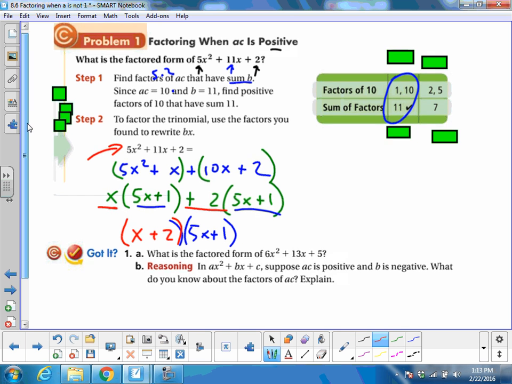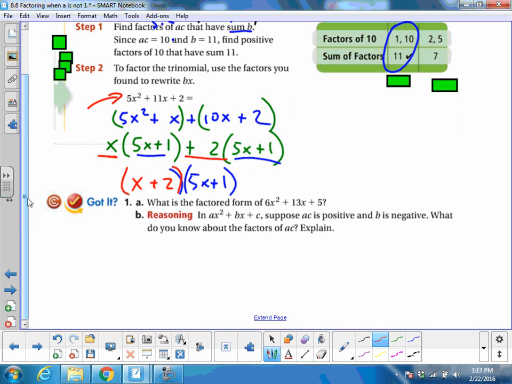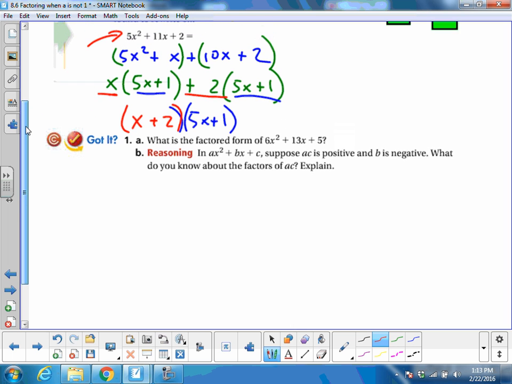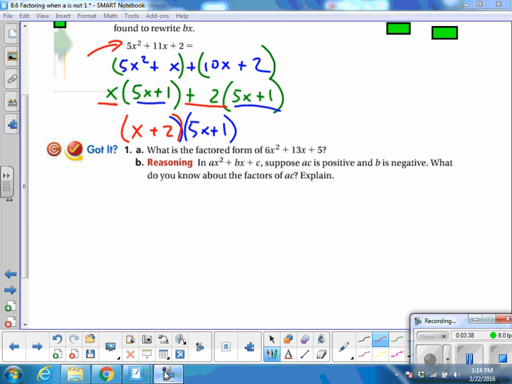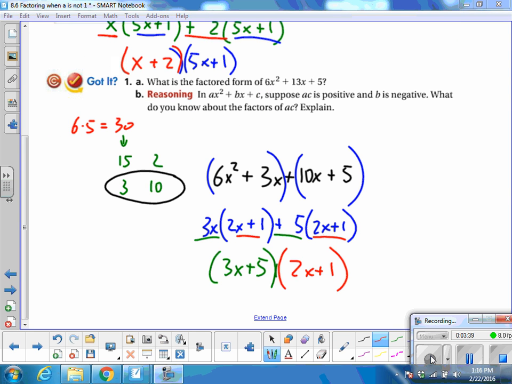All right, I want to leave these notes right here so you can use them. But why don't you go ahead and press pause and try it out on 6x squared plus 13x plus 5. All right, this is what I got. My product of binomials is 3x plus 5 and 2x plus 1.